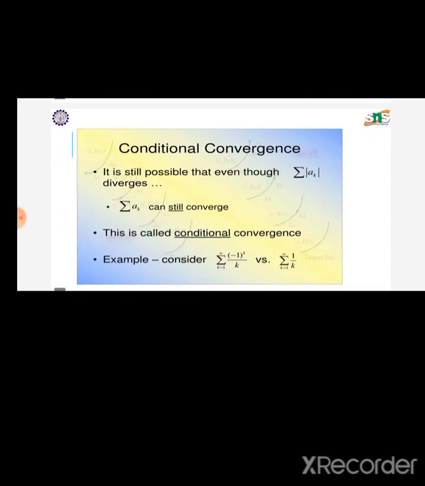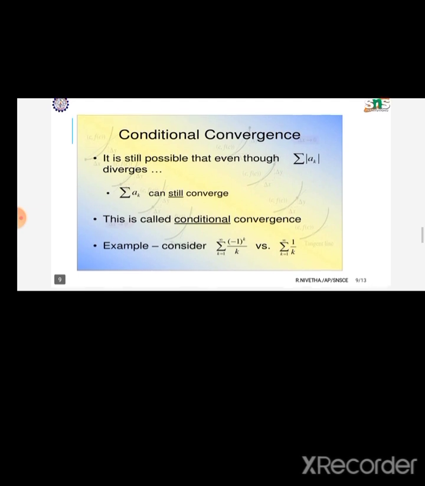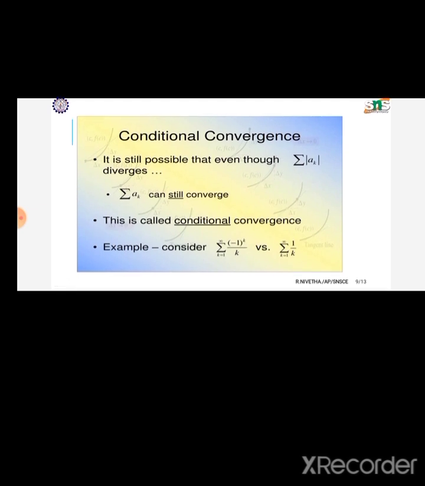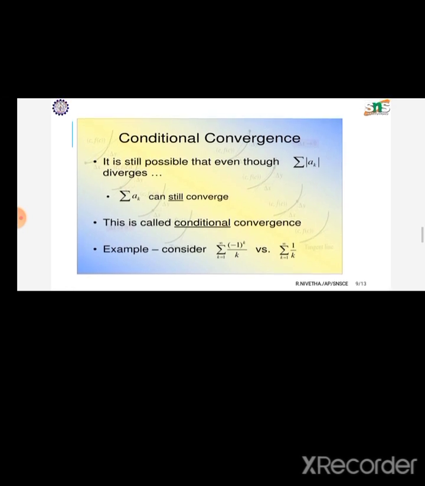Next is conditional convergence. It is still possible that the summation of |a_k| diverges while the summation of a_k still converges; then it is said to be conditional convergence. It is not necessary that the summation of a_k is divergent if the summation of |a_k| is divergent. For example, the summation from k equal to 1 to infinity of (-1)^k divided by k, and the summation of 1/k. This is an example of conditional convergence.